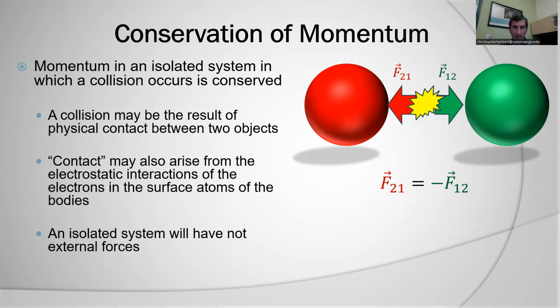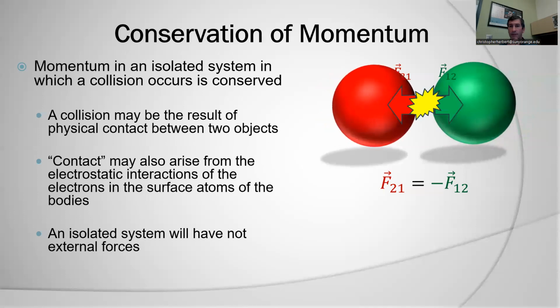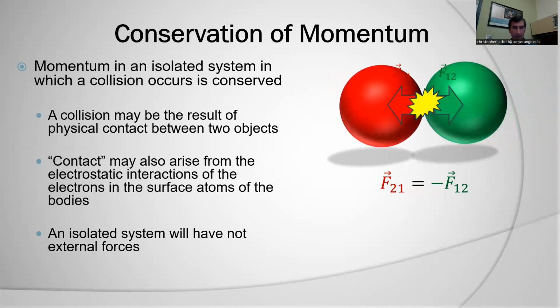This contact is normally created by the repulsion of the electrostatic forces of the electrons on the surface. Maybe they are charged and they don't even make contact, but come close enough to put an electric force on one another. Maybe it's a magnetic force. Whatever the interaction is, for this closed system, an isolated system without external forces is going to conserve momentum during this interaction.